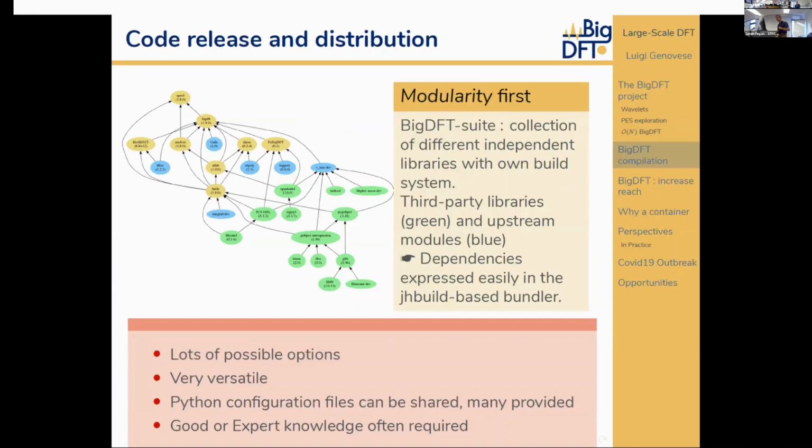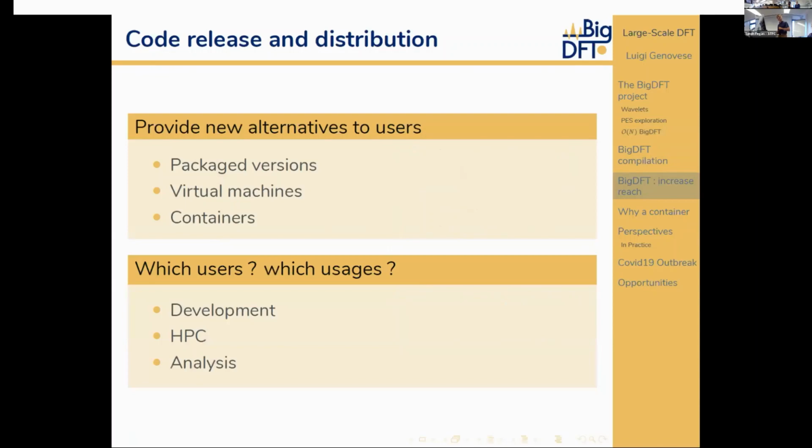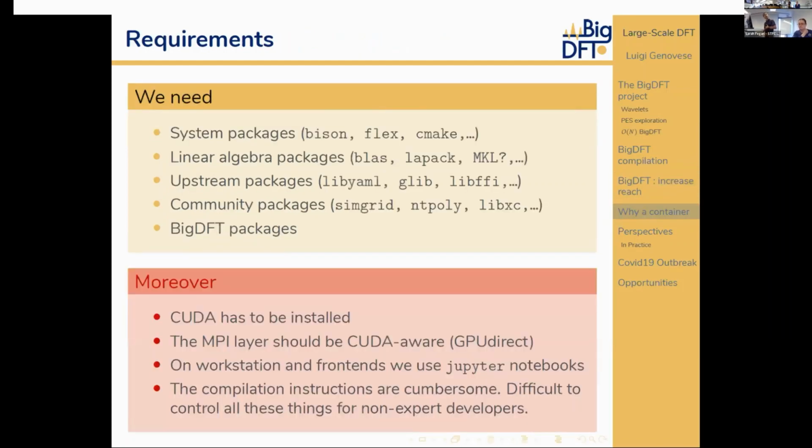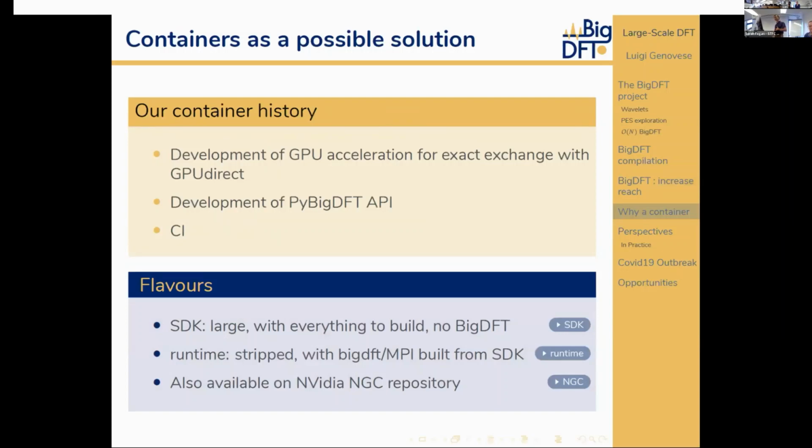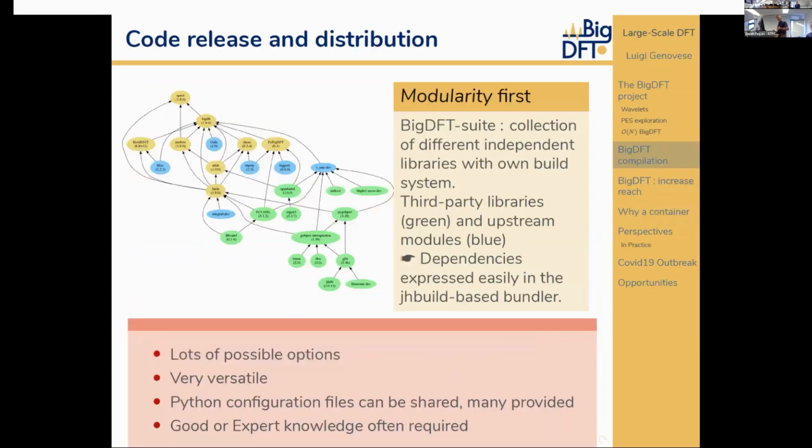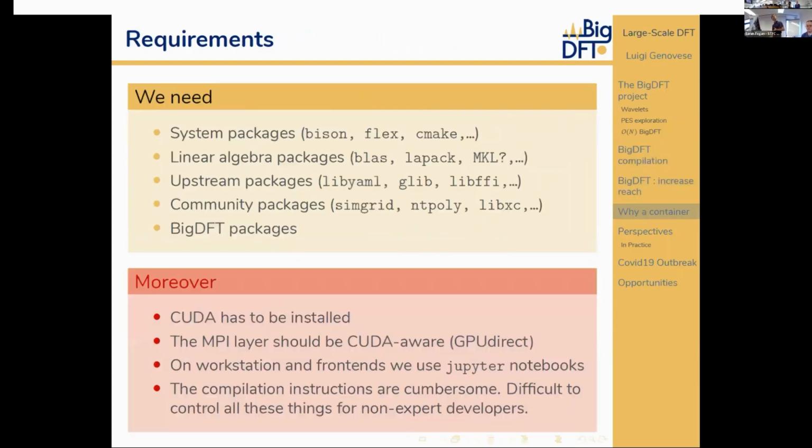The point is now how the code is distributed. We have had to put this code into supercomputers. We will not have the time to discuss how we have put containerization or how we have split the build system of the code. What is important to know at this stage is that BigDFT is a collection of different computational libraries which are all linked together and can be installed in various ways.